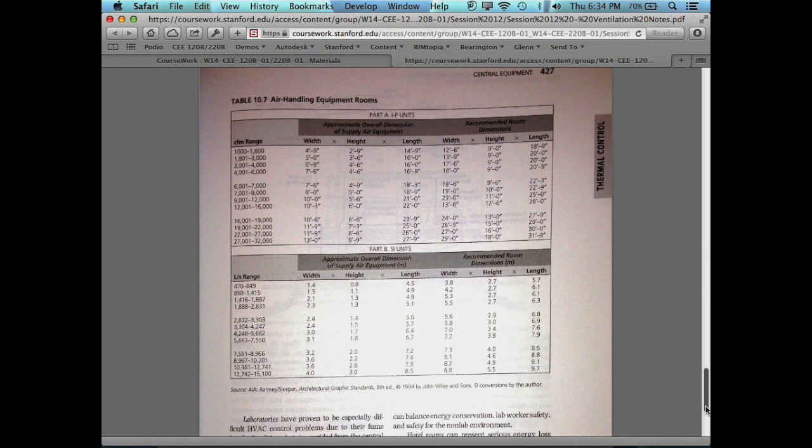The roof is a great place. It's kind of out of the way. It exhausts very nicely into the outside. It works pretty well. Okay. If you don't want to put it on the roof, where else can you put it? Any other suggestions? I have a question about the roof.